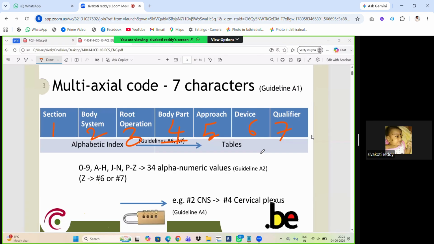So guys, the fourth character represents the body part in the procedure. Body part means in the body system we have different organs, correct? Each body system has different organs, right?